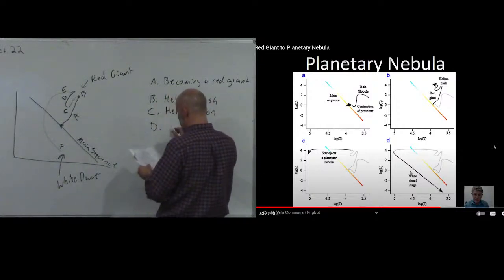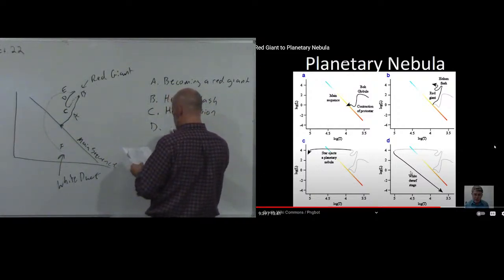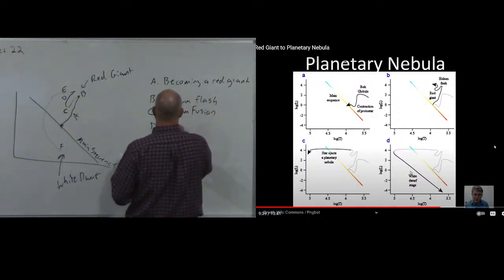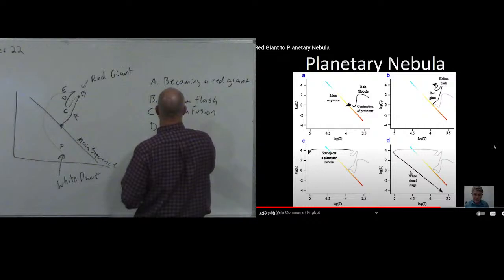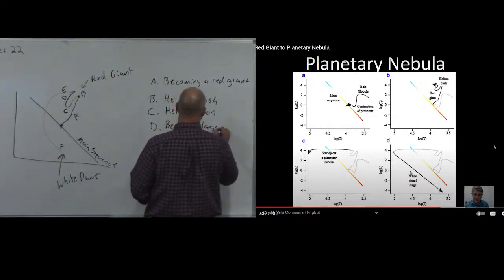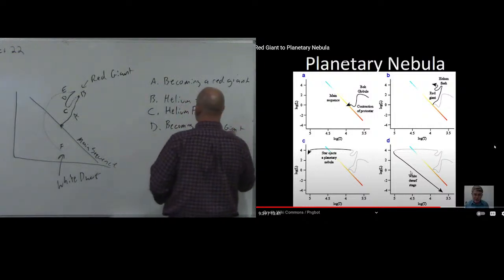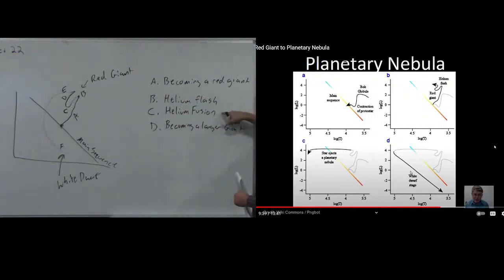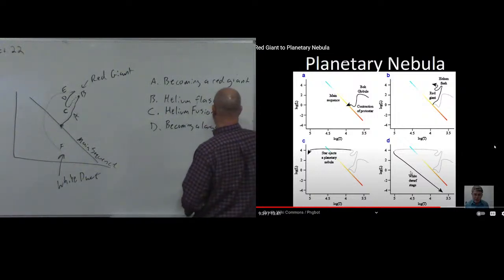D is going to be, how do we want to say this? Becoming a larger giant. So this is after the heat, you know, we enter this phase because we've run out of hydrogen. We enter this phase because we've run out of helium. Okay? So we do helium fusion until it's gone.